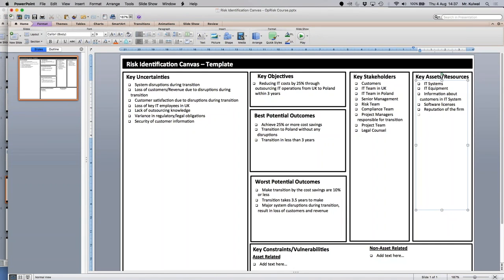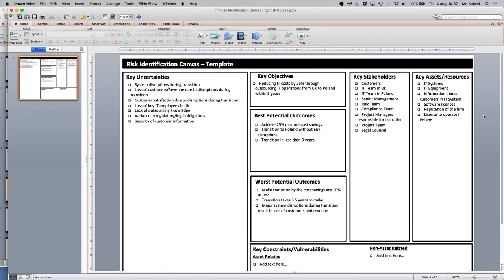Registration for companies to do business in Poland. So registration is more a process rather than an asset, Marina. But okay, we may have to get a license. Yeah, a license to operate. So maybe that's what you were hinting at. A license to operate in Poland is an asset, because without that we will not be able to operate in Poland.